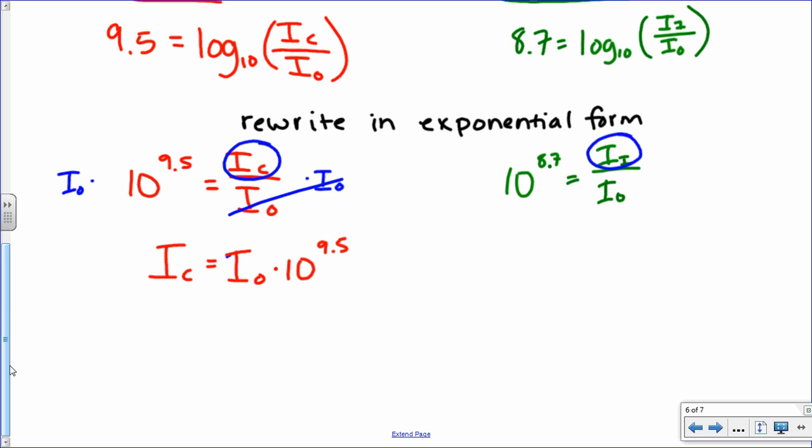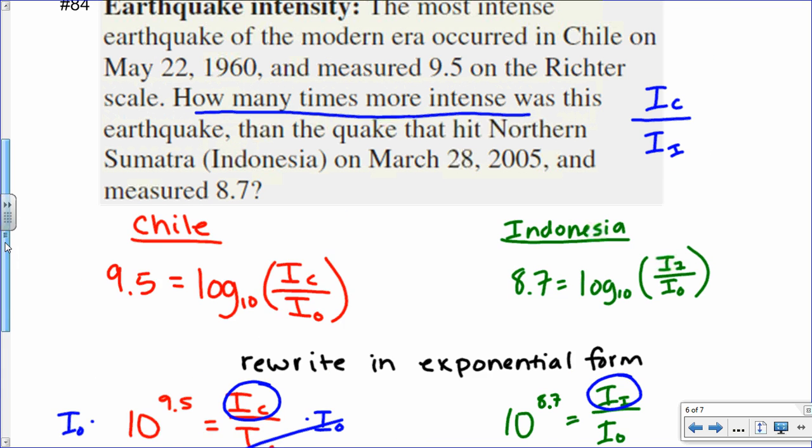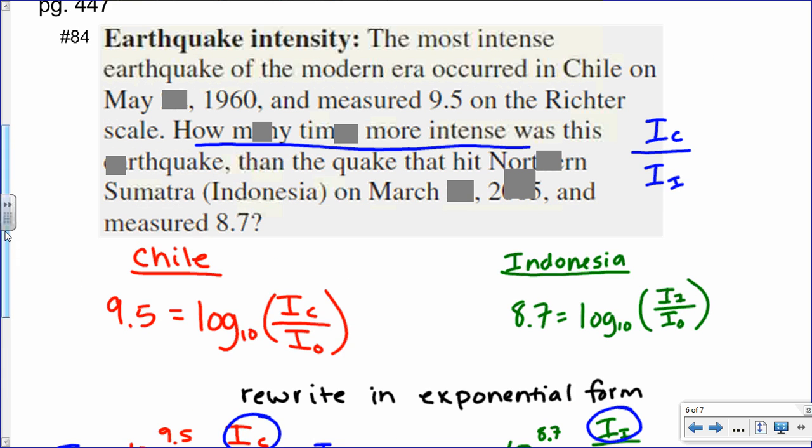So I'm going to get I sub 0 times 10 to the 8.7. Okay? So that gives me their intensities. Now, set this up so you can figure out how many times more intense.